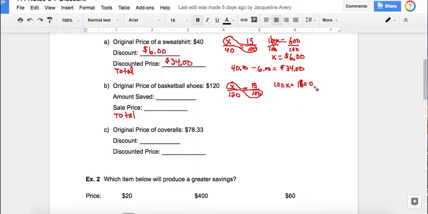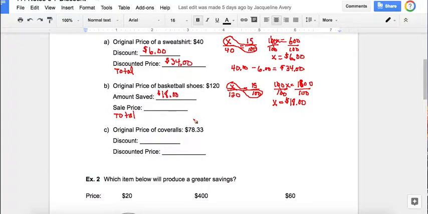That's 1,800. In case that's difficult to read. Divide both sides by 100. And the discount or the amount saved is $18. So that's how much savings they would have on a basketball pair of shoes that was $120 and got a 15% off discount. So the amount saved is $18.